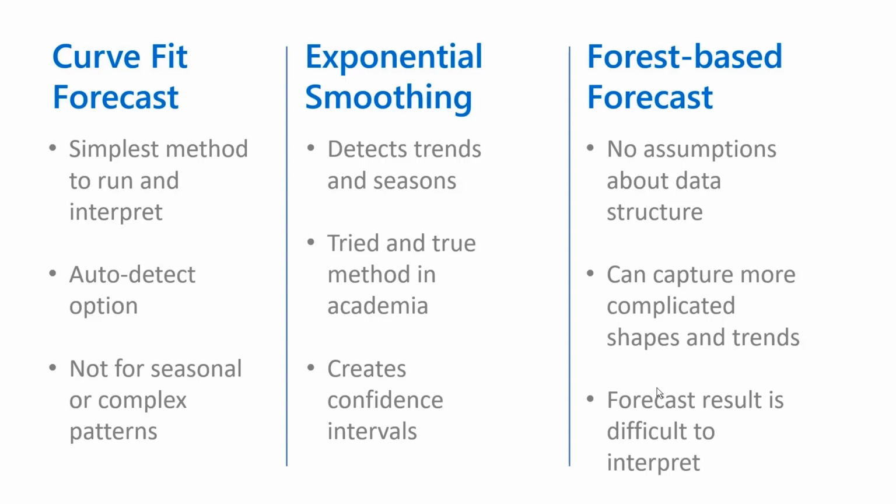So to summarize, there are 3 time series forecasting tools. Curve Fit, which is the simplest to run and interpret. Exponential Smoothing, which is well suited for capturing seasonal or cyclical patterns. And forest-based forecast, which really has no underlying assumptions about your data and can capture more complicated patterns and trends. However, it is a little more difficult to explain and interpret.